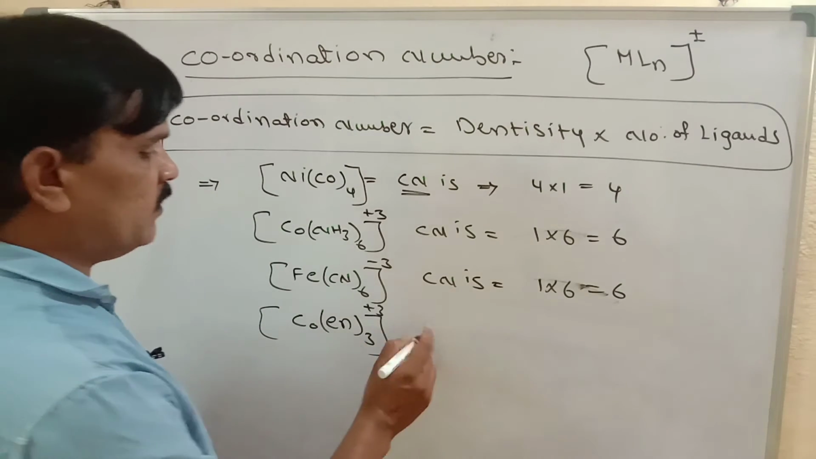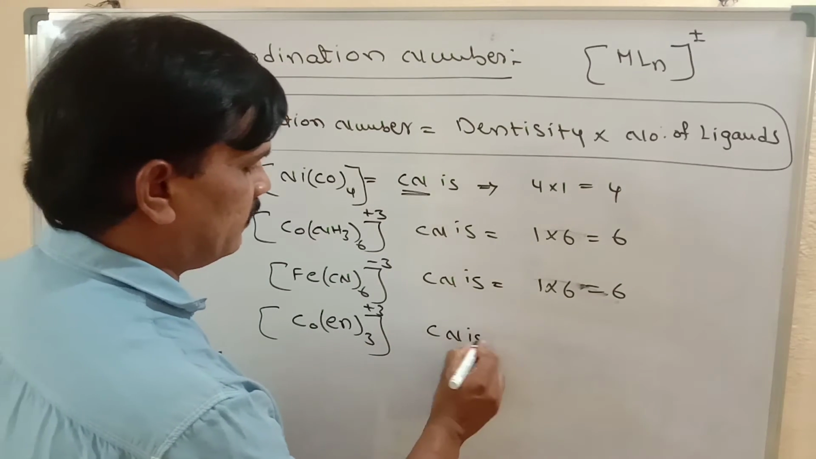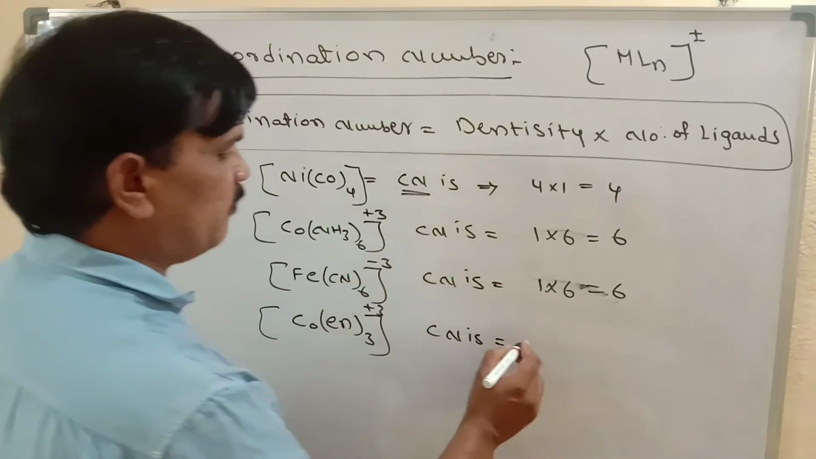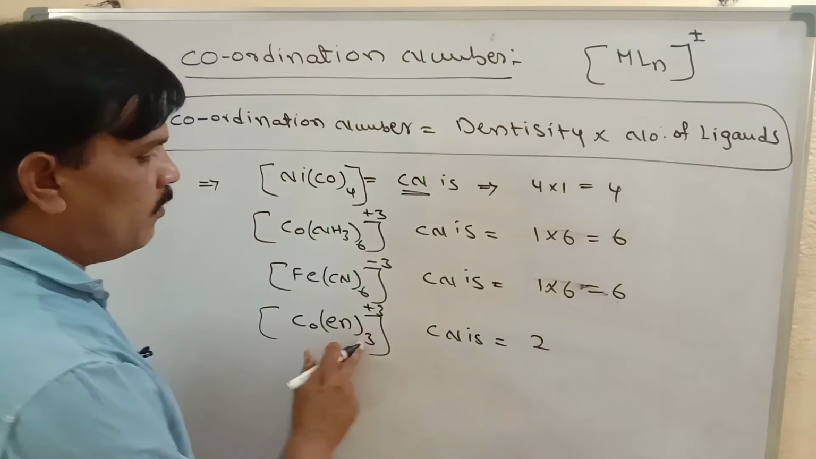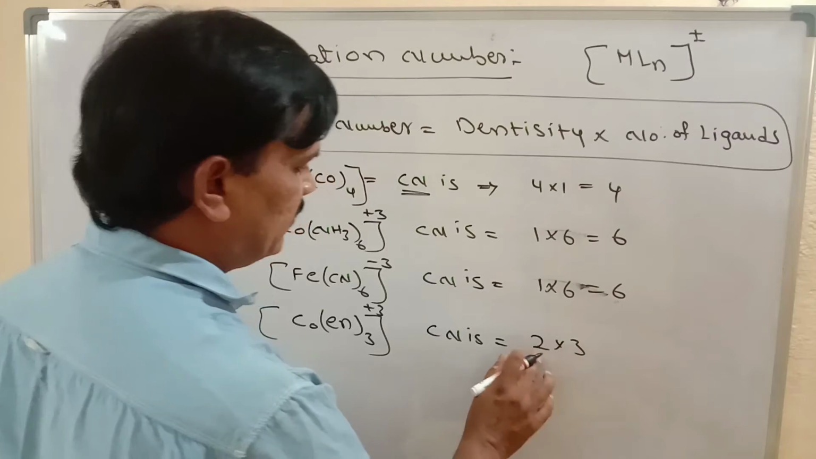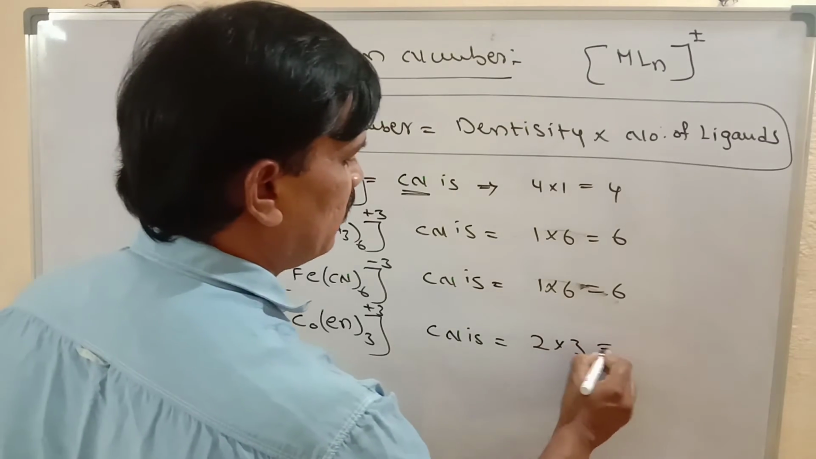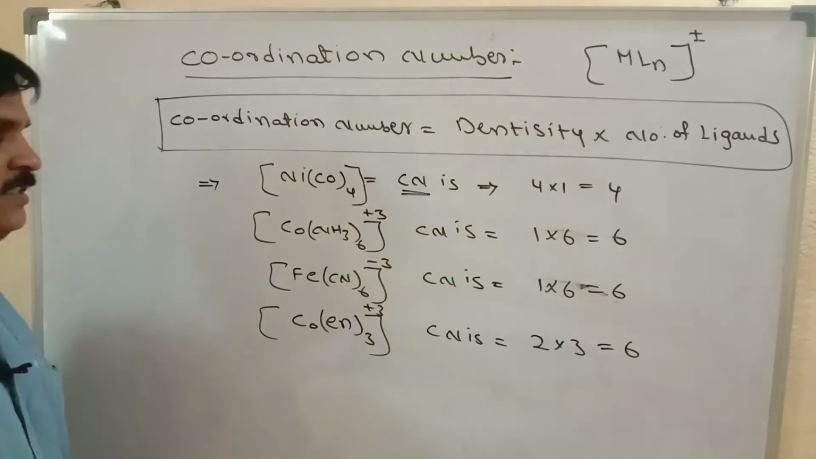Co(en)3: en is a bidentate ligand, which means denticity is 2. How many ligands are there? 3. Denticity is 2, ligands are 3, so its coordination number is 6. Please be careful.